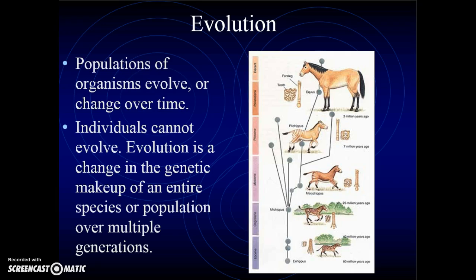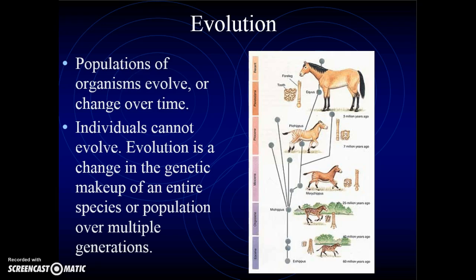Evolution. Populations of organisms evolve or change over time. Now, an important thing to note is that individual organisms cannot evolve. Evolution is a change in the genetic makeup of an entire species or population over multiple generations. And the particular image we've got here is for the evolution of the modern horse, which has a relatively complete fossil record as compared to some other animal groups.